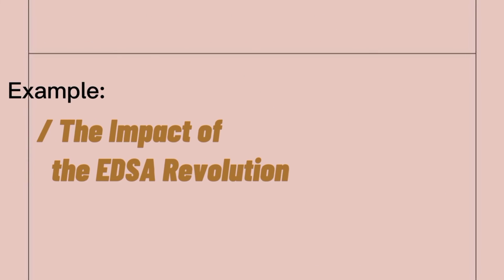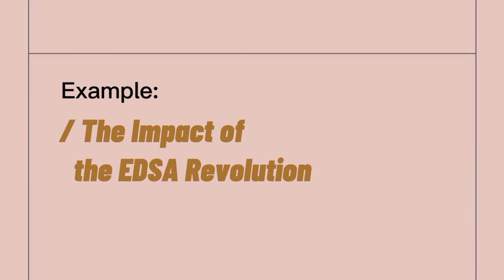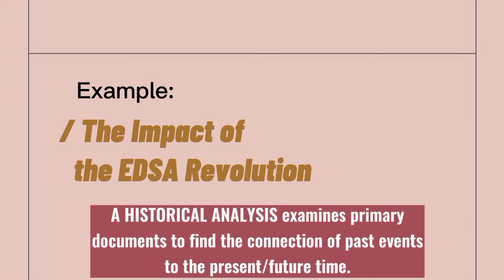Example, the impact of the EDSA revolution. This is obviously historical analysis because we want to understand how the EDSA revolution made an impact to the present and most probably to the future. Again, historical analysis examines primary documents to find the connection of past events to the present or future time.